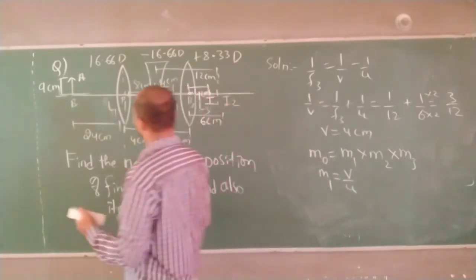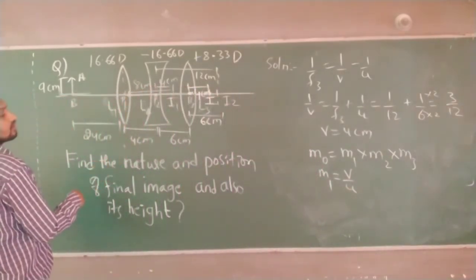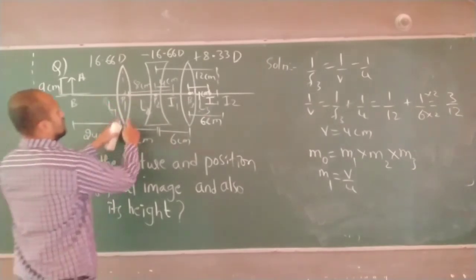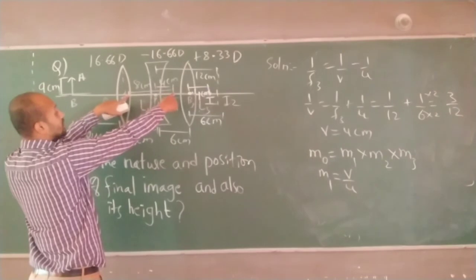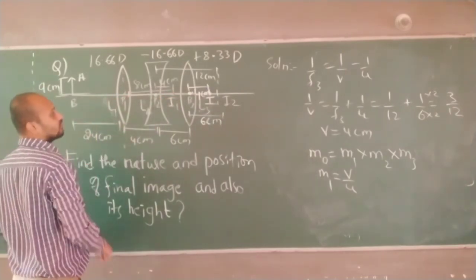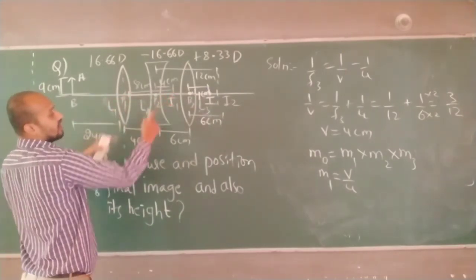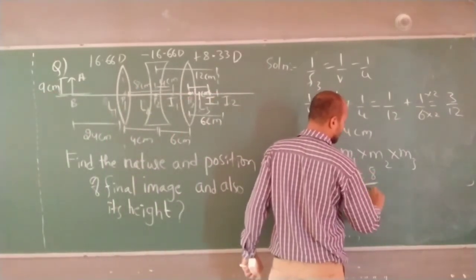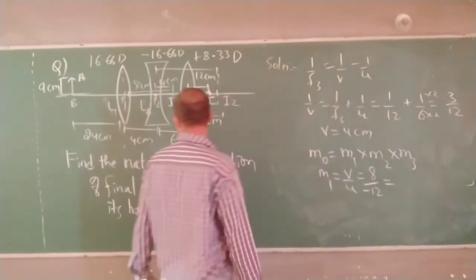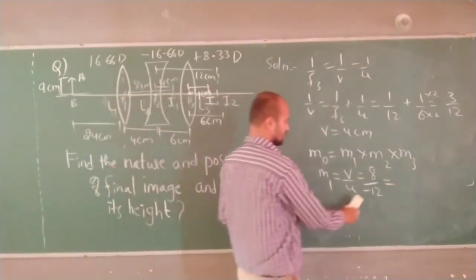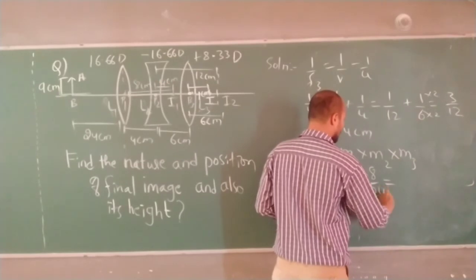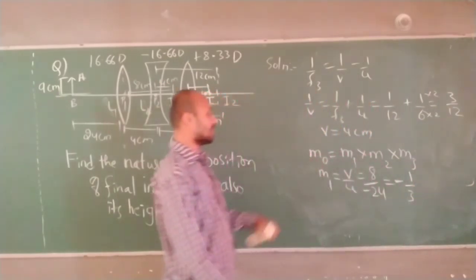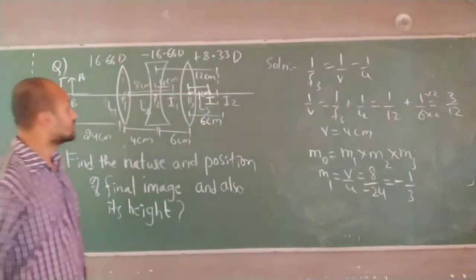In this case, what is V? In this case, V is, I have drawn here, how much? 8 centimeter. U is minus 24 centimeter. I1 was the image distance for the first lens. So 8 divided by minus 24. So you will get minus 1 by 3 as the magnification of the first lens.